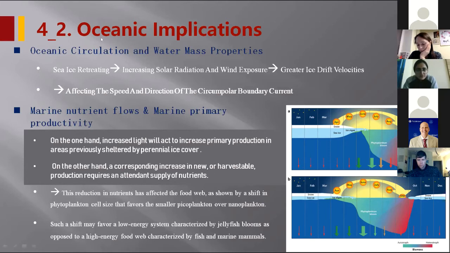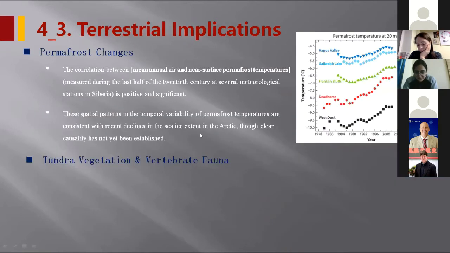So what are the effects we see on the terrestrial side? The correlation between mean annual temperature of the near-surface permafrost and the mean during the half-year at the high latitude meteorological stations in Siberia is of positive significance. These spatial patterns in the temporal variation of permafrost temperatures are consistent with the decline in sea ice extent, causing not only permafrost change but also effects on the tundra vegetation and the vertebrate fauna as well.